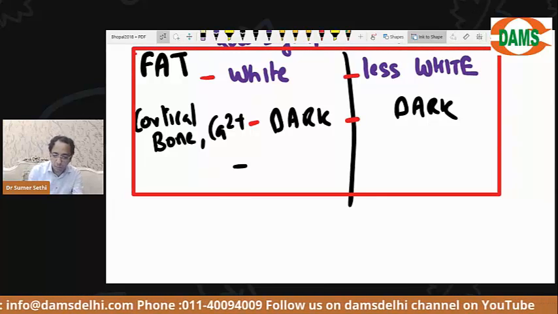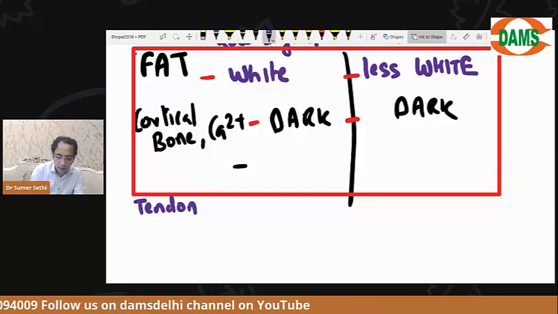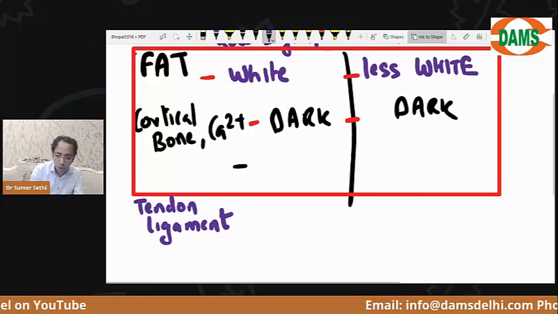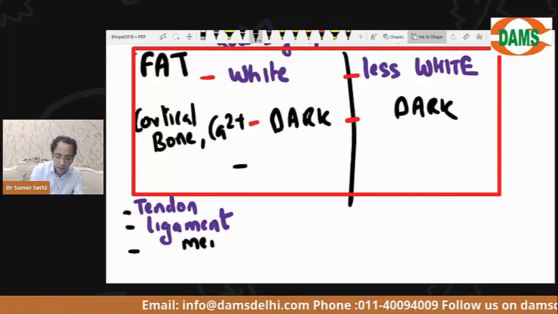Now, there are some more things that we need to remember, things like tendons, ligaments. I will show you everything visually also. I'm just tabulating so that it becomes easy.